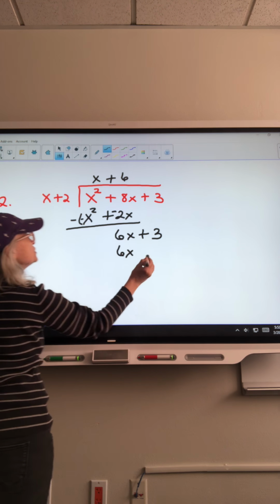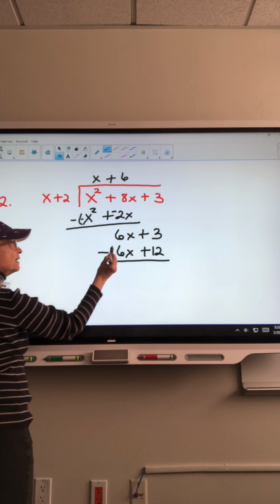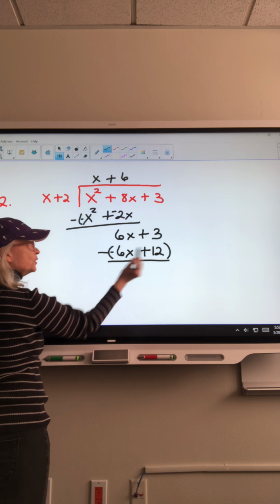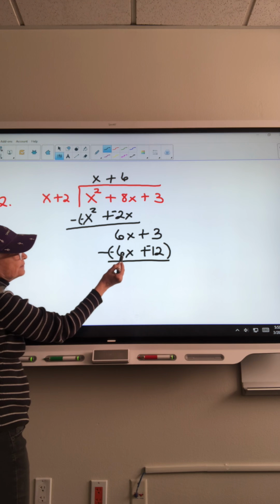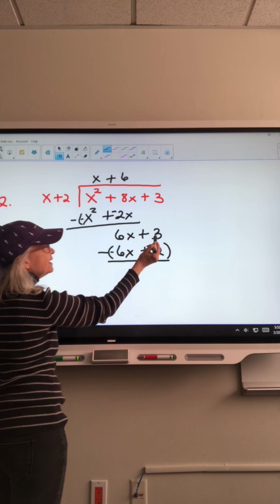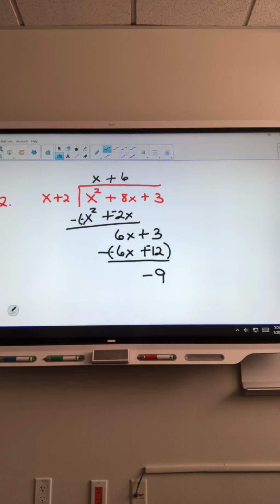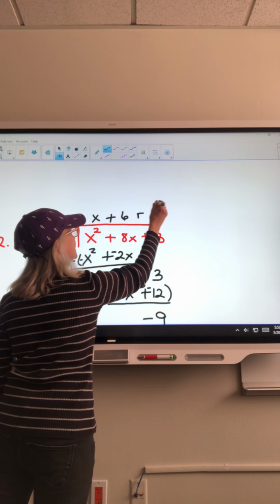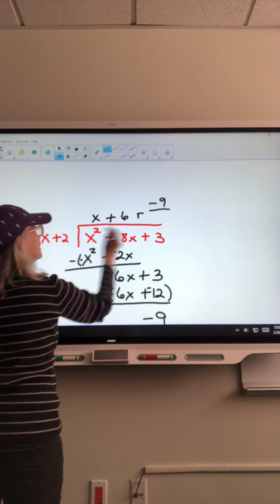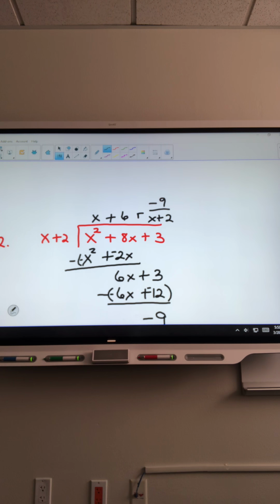So 6 times x is 6x. 6 times 2 is 12. And then when I subtract, I'm distributing it to both terms. So now this cancels out, 6x minus 6x. And now this is 3 minus 12, which would give me a negative 9. So a negative 9 will be my remainder. So the way I write my remainder is this. I just put an r, and then I put the negative 9 over x plus 2. So you put it over the divisor.